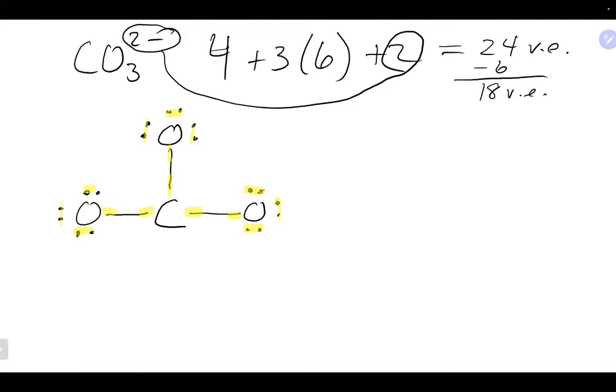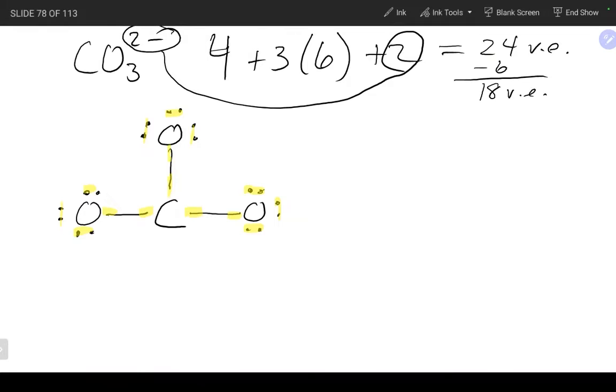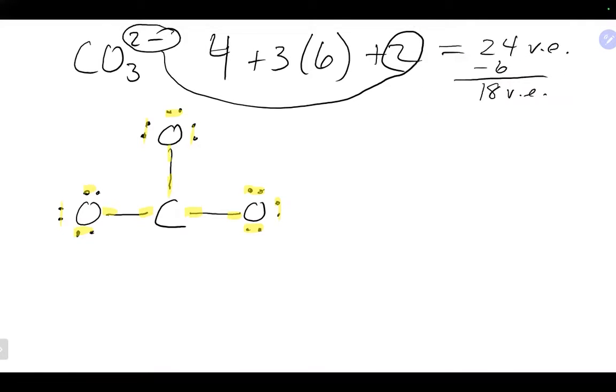So I need to make a double bond. Can I double bond the top oxygen and do this? I should not, for the exact same reason. I now have 26 electrons. My oxygen up on top now has 2, 4, 6, 8, 10, way too many electrons for oxygen to have in that case.